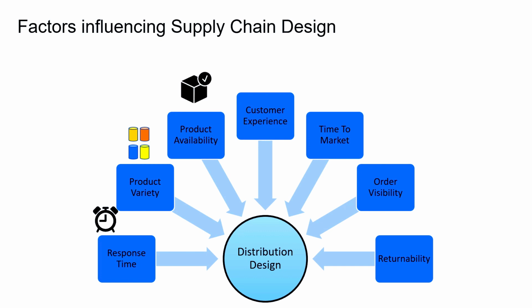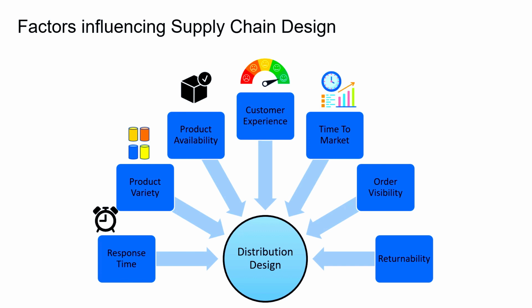Basically, this is the probability of the product being in stock when the customer orders it. For example, for FMCG products, you need to keep good inventory at retailers or else the customer may switch to another brand if he does not find the stock in the shop. The next is customer experience. This is basically the ease and good experience with which the customer can place and receive an order. For example, Amazon offers a very good consumer experience.